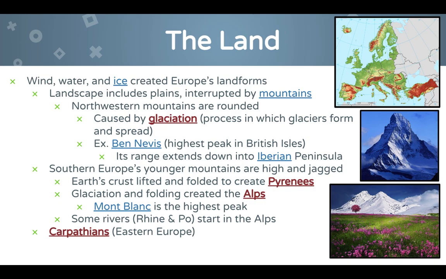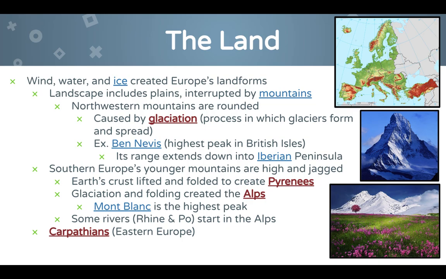So wind, water, and ice created the landforms in Europe. In the landscape there's a lot of plains that are interrupted by mountain ranges. These mountains in the northwest are much more rounded than they are in the south. In the northwest, there's a lot of glaciers on those mountains. So glaciation is happening. Glaciation is the creation and spreading of glaciers. Okay, so that's causing glacial erosion.